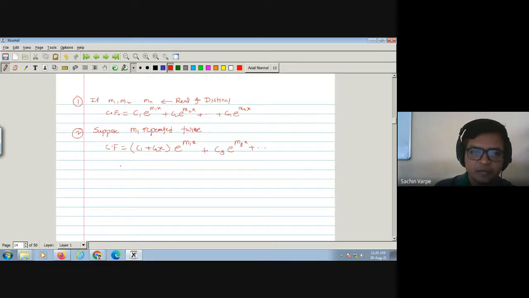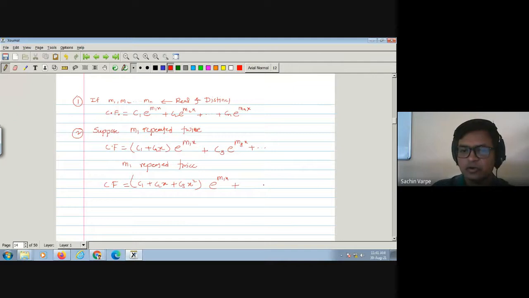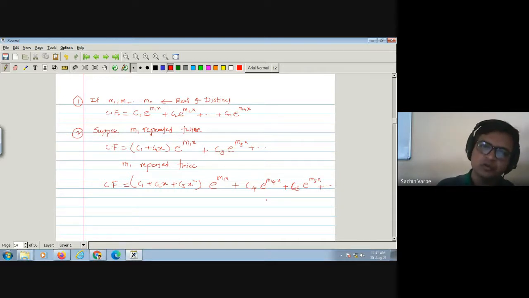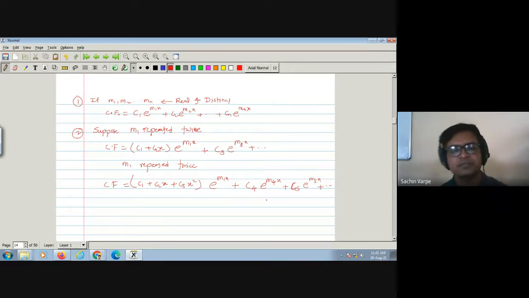If M1 is repeated thrice, then what is the formula? Then the complementary function is (c1 plus c2x plus c3x square) e to the power m1x plus, and the rest is for non-repeated roots, like c4 e to the power m4x plus c5 e to the power m5x plus and so on. As many roots as there are, that many constants must be there in it. Is this point clear to everyone? Everyone, please do reply in the chat box.